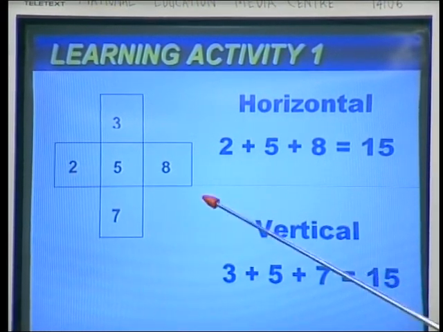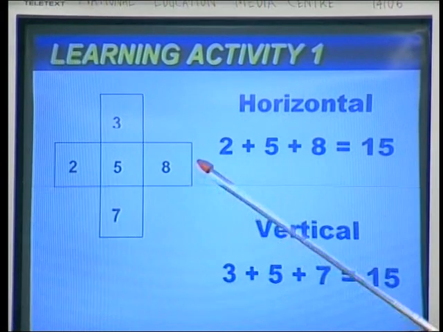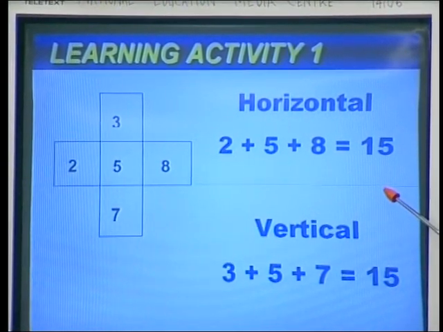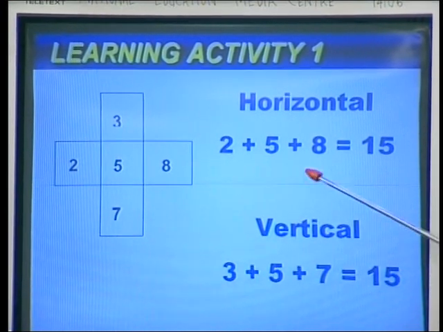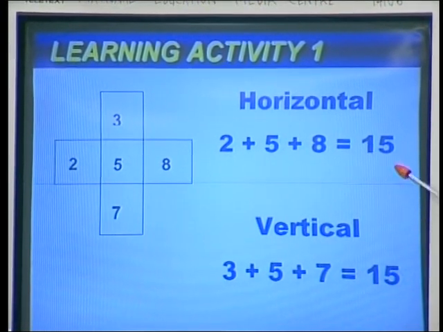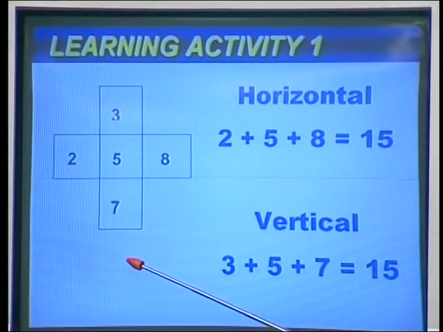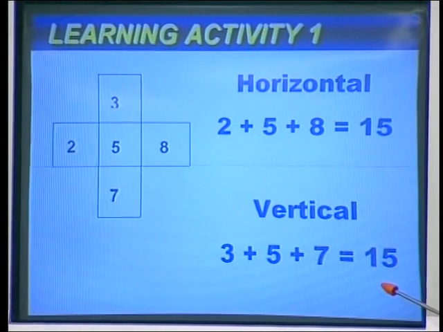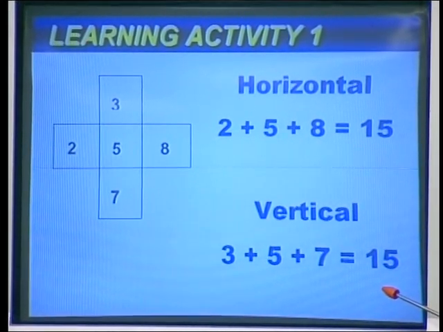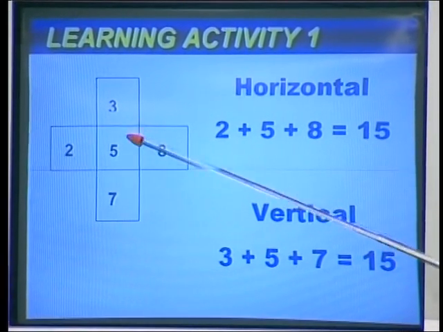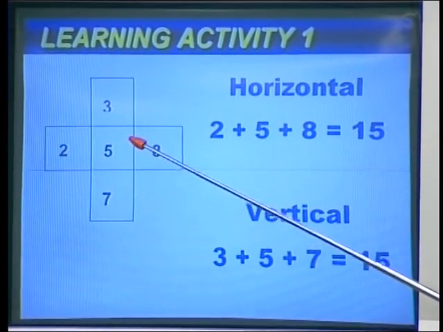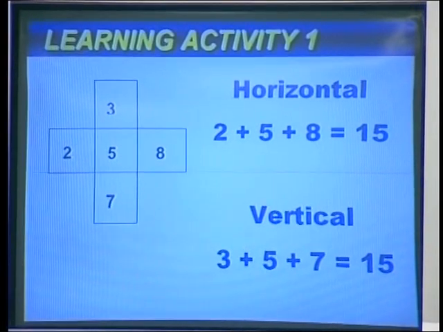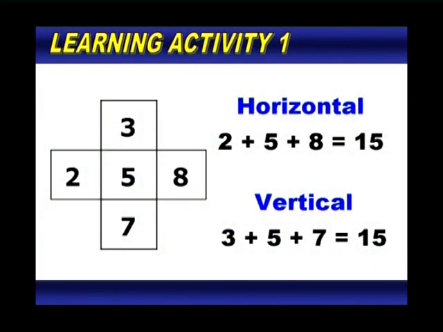So let's see. 2, 5, and 8. 2 plus 5 plus 8 is equal to 15. Is that correct? Yes. Okay, 2 plus 5 plus 8 is equal to 15. Vertical, down. 3 plus 5 plus 7, is it equal to 15? Yes. Okay, good. So all the lines are equal. Horizontal is equal. The vertical line is also equal.